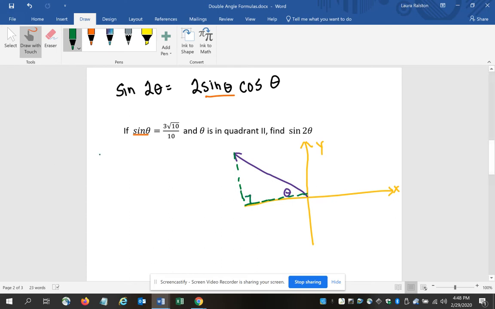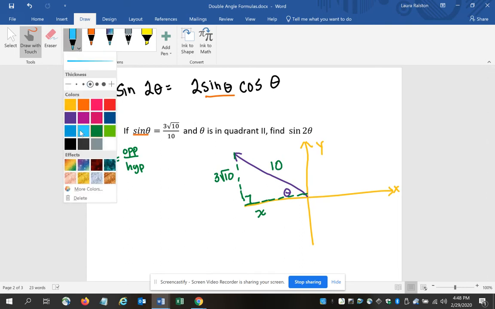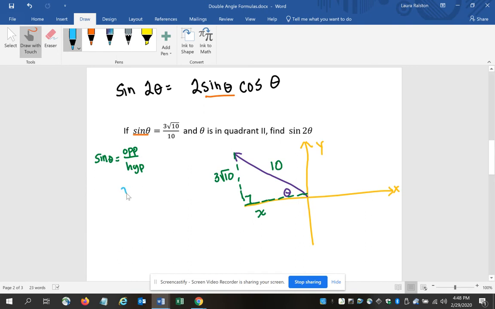Remember that the sine of theta is opposite over hypotenuse. So in this scenario, my hypotenuse is 10. The side opposite is 3 square root 10. And I need to figure out the value for the adjacent, which would be my x value. We do that using the Pythagorean theorem. So we have x squared plus 3 square root 10 squared equals 10 squared.